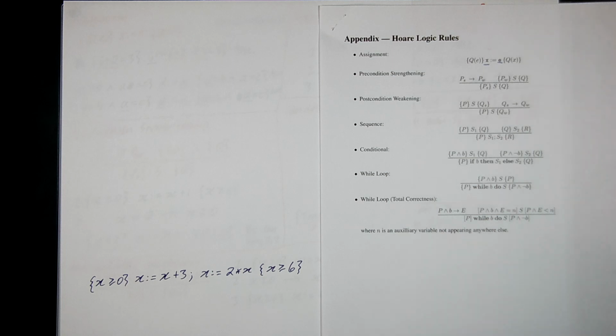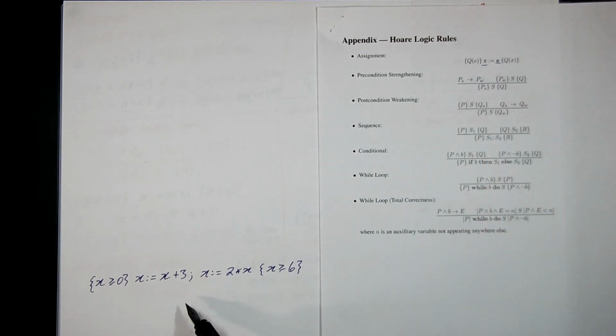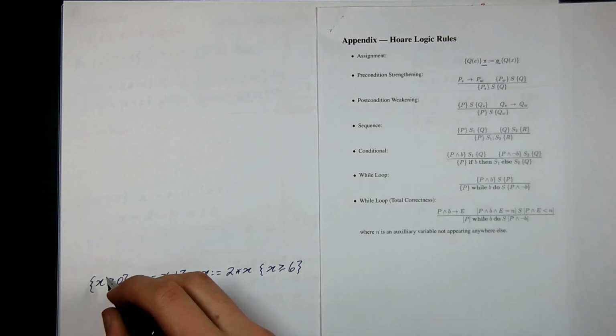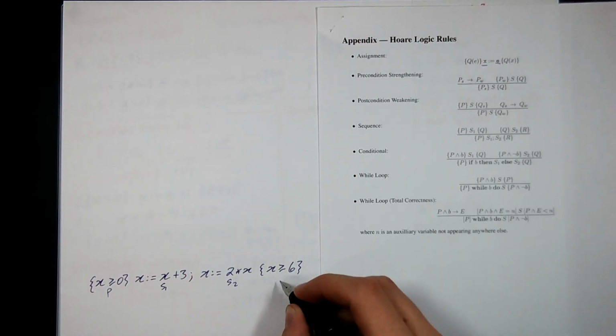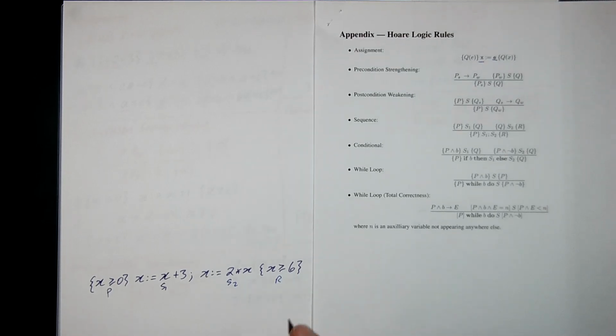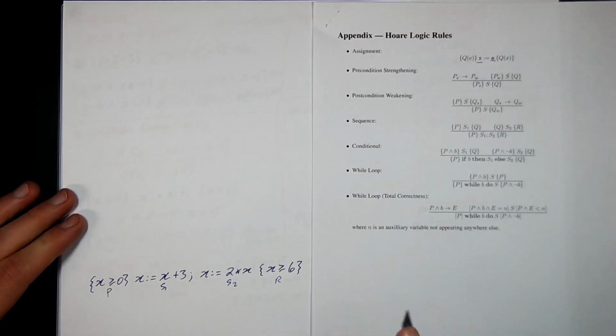I haven't solved this problem before, so maybe I might make some mistakes, and maybe it's worth watching how I would go about solving these problems. So the first thing I do is I see 2 bits of code. I know the only way to solve this problem is to use the sequencing rule. So I'm going to do the sequencing rule backwards. This here is my predicate P. This is S1. This is S2. And this is R. So I'm going to have to prove 2 statements for some yet unknown predicate Q.